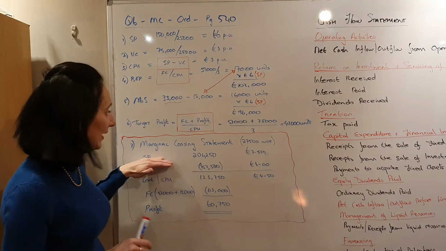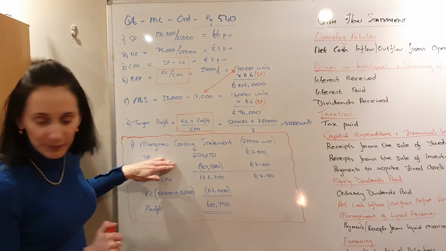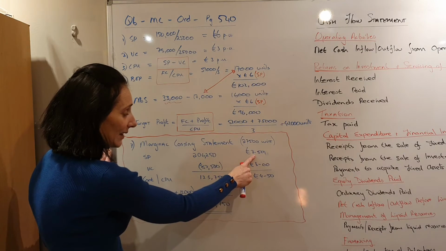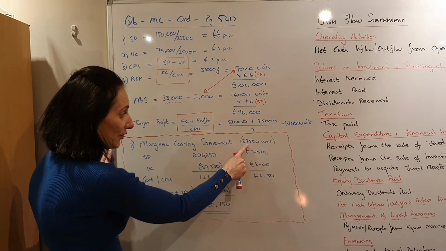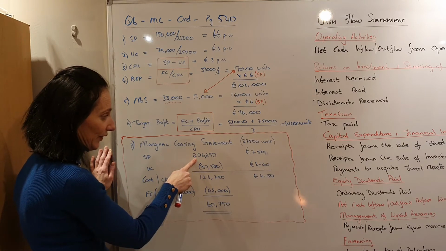Step 2, fill in your selling price. And it said that the selling price would be 750. So your selling price is 750 for 27,500 units. You would bring in 206,250.